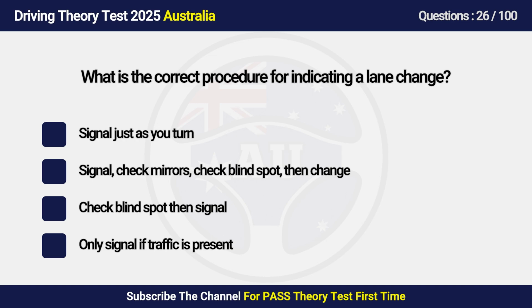A. Signal just as you turn. B. Signal, check mirrors, check blind spot, then change. C. Check blind spot, then signal. D. Only signal if traffic is present.